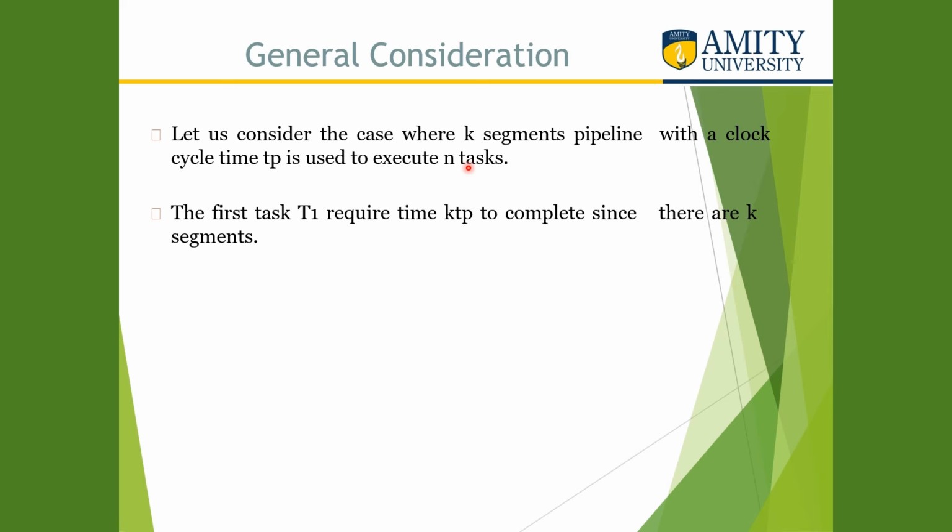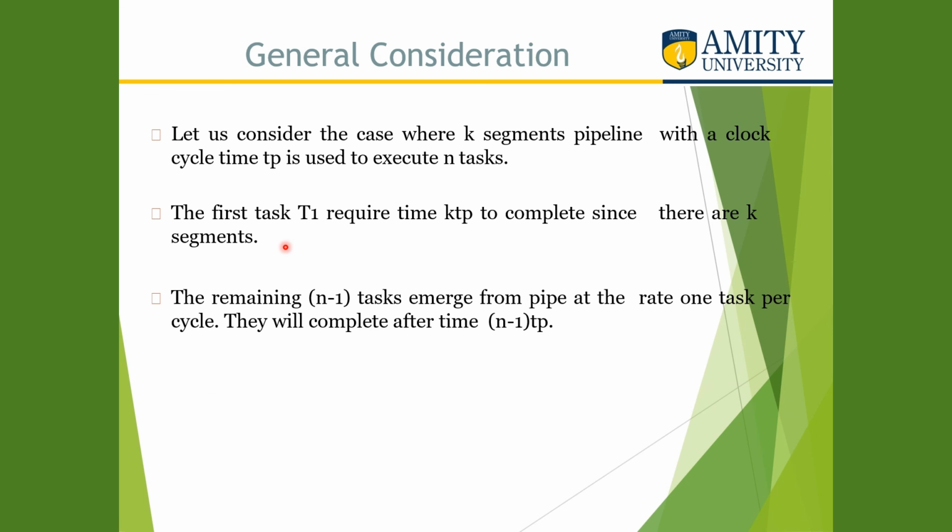Because the first task is basically the time for segment 1 plus the time for segment 2 plus the time for segment 3. Each takes the time tp, so we get k tp time to complete task 1. Then we consider the remaining tasks, n minus 1. If each task is done per cycle, it will take n minus 1 times tp time. So we can find the total time by adding the two of them, giving k plus n minus 1 clock cycles required.